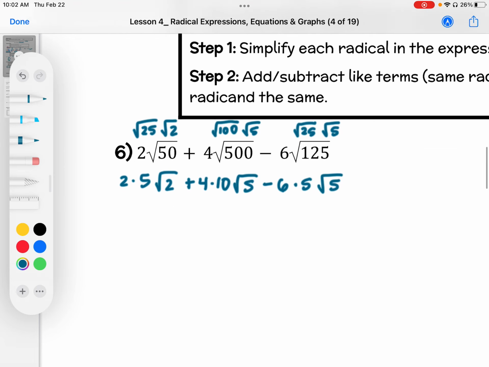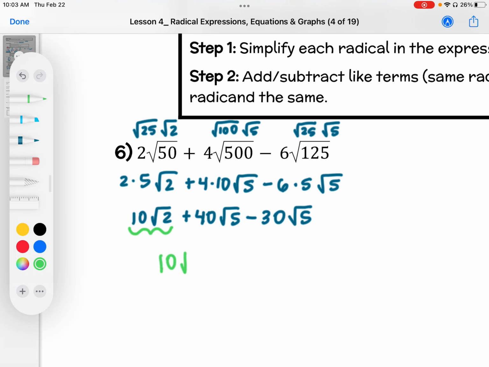All right, then we're going to multiply the outsides. So 2 times 5 is 10, plus 40 square root 5 minus 30 square root 5. We can only add or subtract if what's under the radical is the same. So this 10 square root 2, none of the other radicals have a 2 underneath it, so we're just going to write 10 square root 2. We can't combine that with anything else.